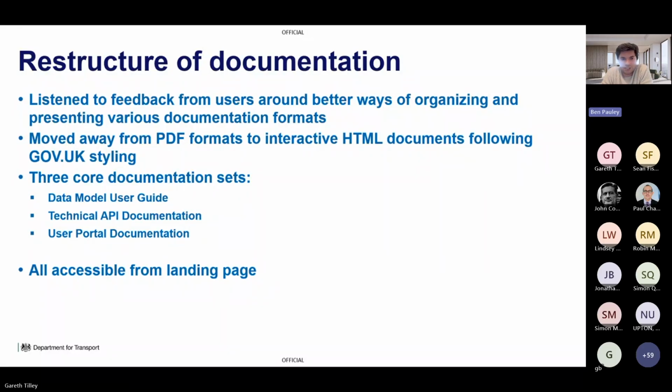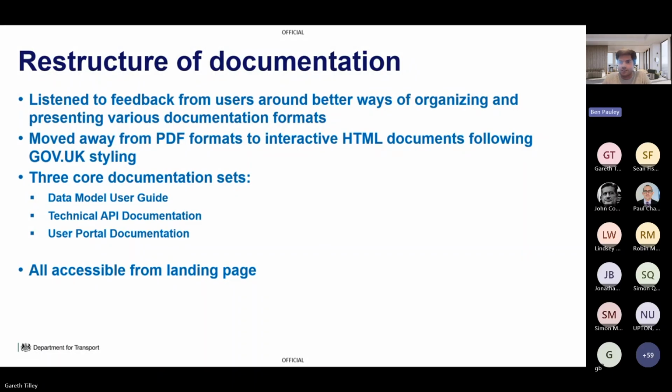So we have three core documentation sets at the moment. They are the data model user guide, which you might already be familiar with. We have the technical API documentation, which is an overhaul of some of the ICD documents that we have previously supplied. And then we have new user portal documentation, for the enhanced onboarding experience that John Cooper was talking about earlier on in the session. And this is all made available and accessible from a common landing page.